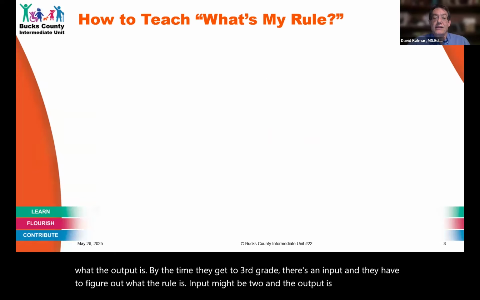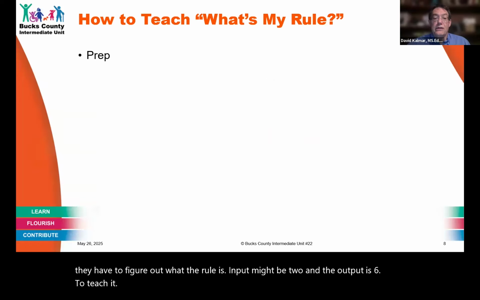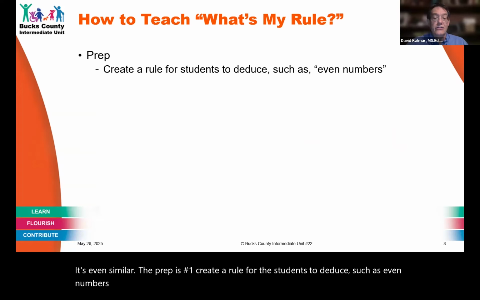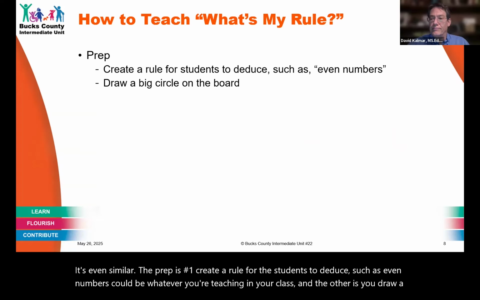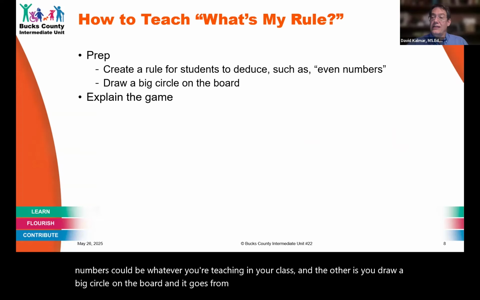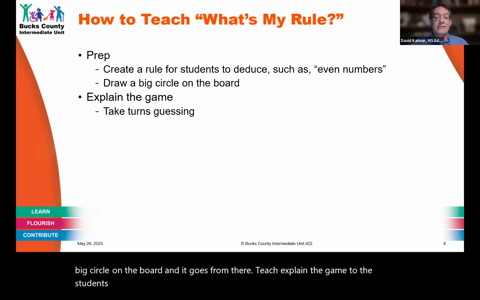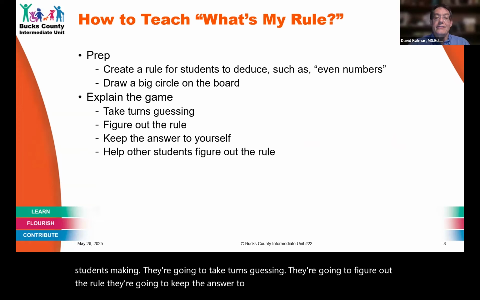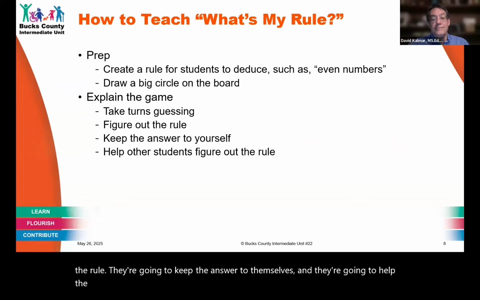To teach it, it's even simpler. The prep is, number one, create a rule for the students to deduce, such as even numbers. Could be whatever you're teaching in your class. And the other is you draw a big circle on the board, and it goes from there. Explain the game to the students, they're going to take turns guessing. They're going to figure out the rule. They're going to keep the answer to themselves, and they're going to help the other students figure out the rule.